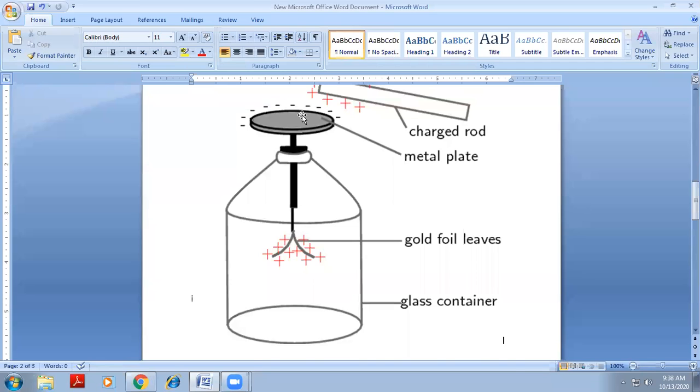Now this is a glass container. Do you know why we are taking glass? It is transparent in nature, so we can see what is happening there.